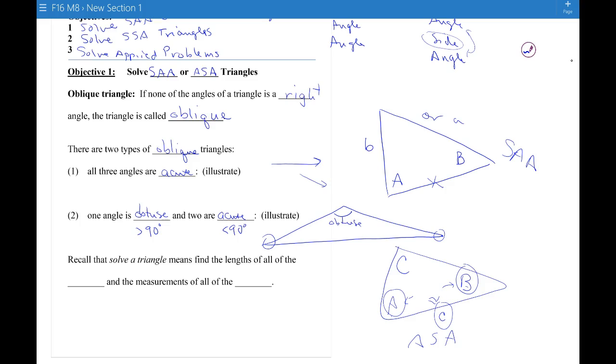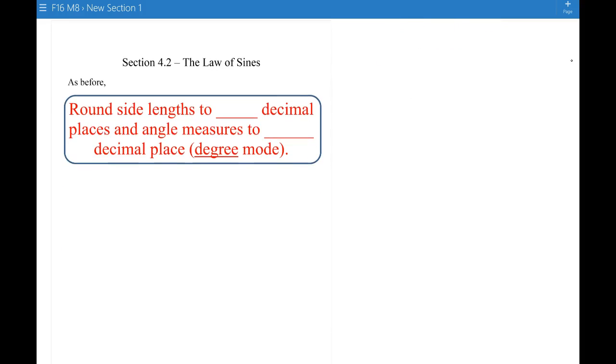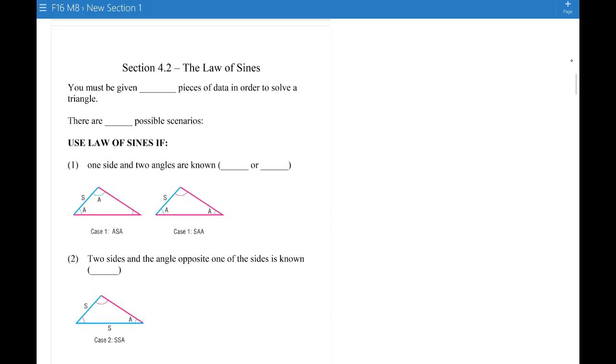So remember that solving a triangle means find the lengths of all of the sides and the measurements of all of the angles. And we're going to round side lengths to 2 decimal places, and angles round to 1 decimal place. And you might just write that over and over again until it's second nature. So as before, round side lengths to 2 decimal places and angle measures to 1 decimal place in degree mode.